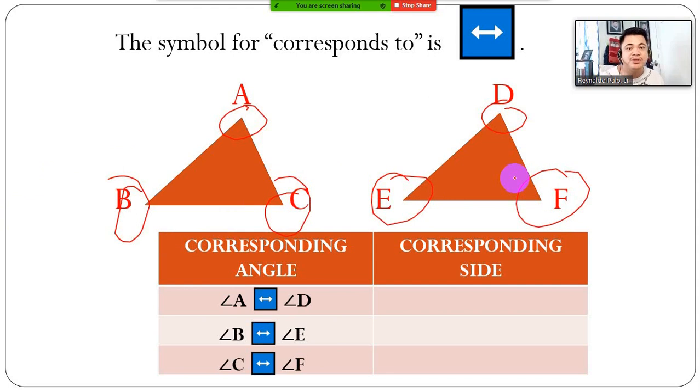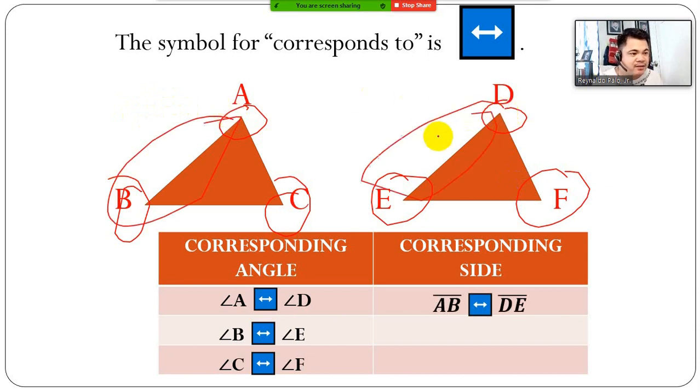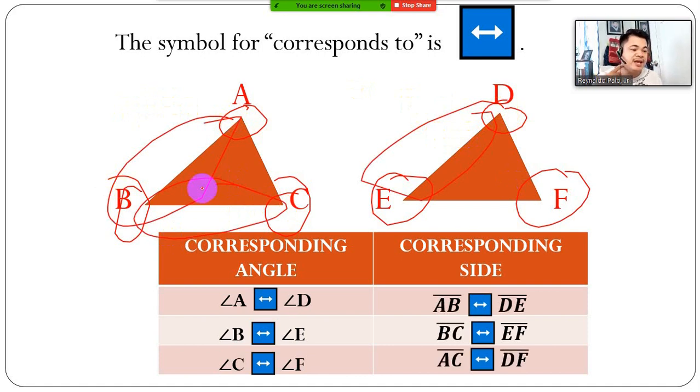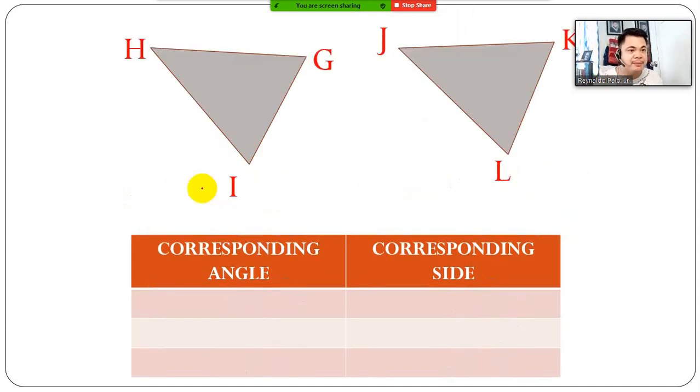For the corresponding sides, these are segments with the same measurements, or that are congruent. So we have segment AB and segment DE. We also have segment BC and segment EF. And lastly, segment AC corresponds to segment DF. That's how you're going to read it. Segment AB corresponds to segment DE. Segment BC corresponds to segment EF. Segment AC corresponds to segment DF. Okay? Next, we have triangle HIG and then triangle JKL.